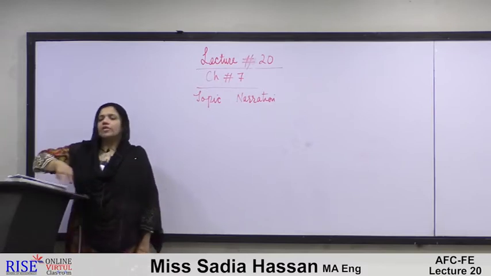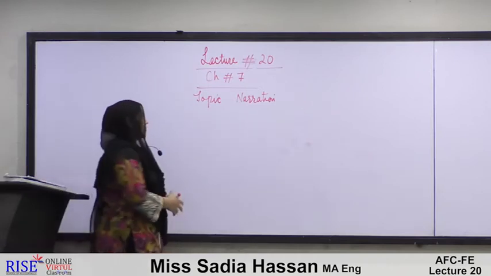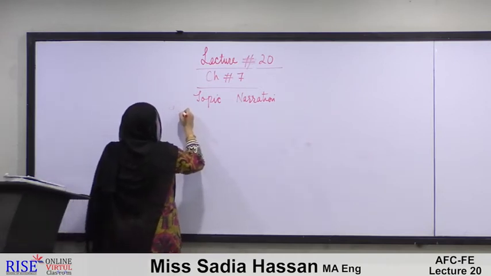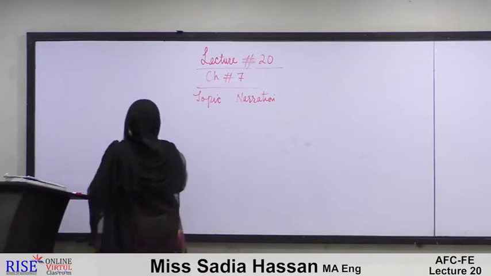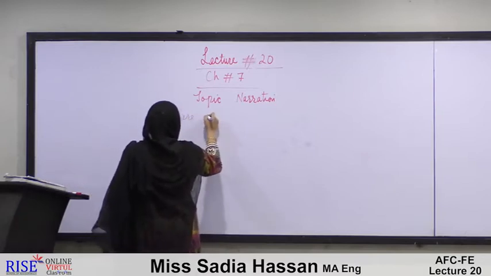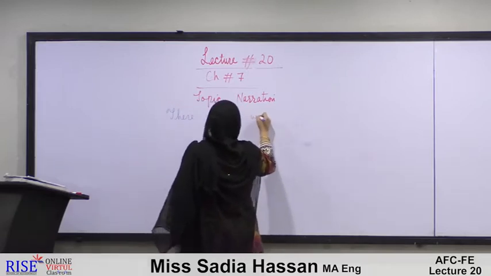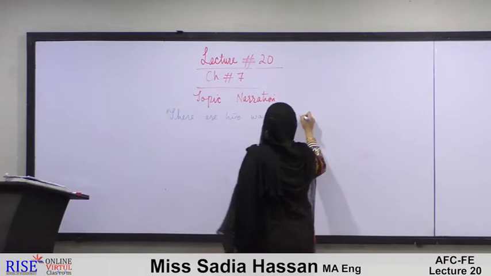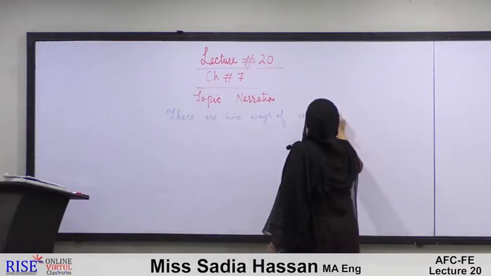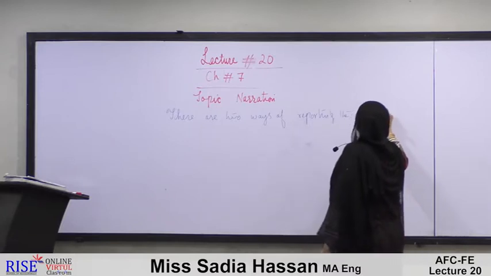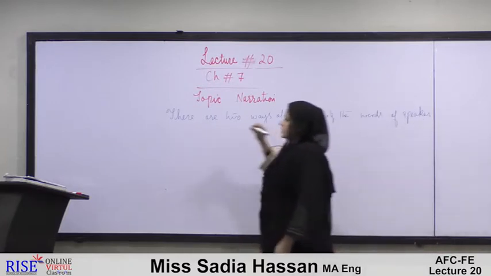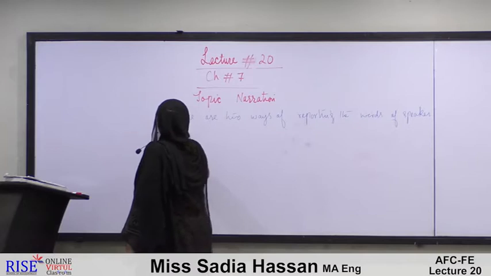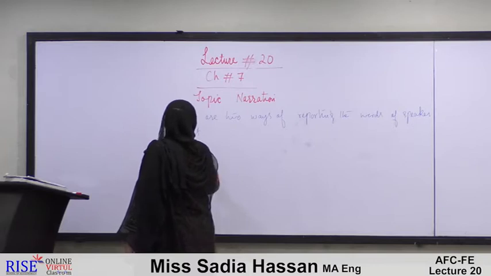See, there are two ways of reporting the words of a speaker in English grammar. The first is called the direct method and the other is called the indirect method.